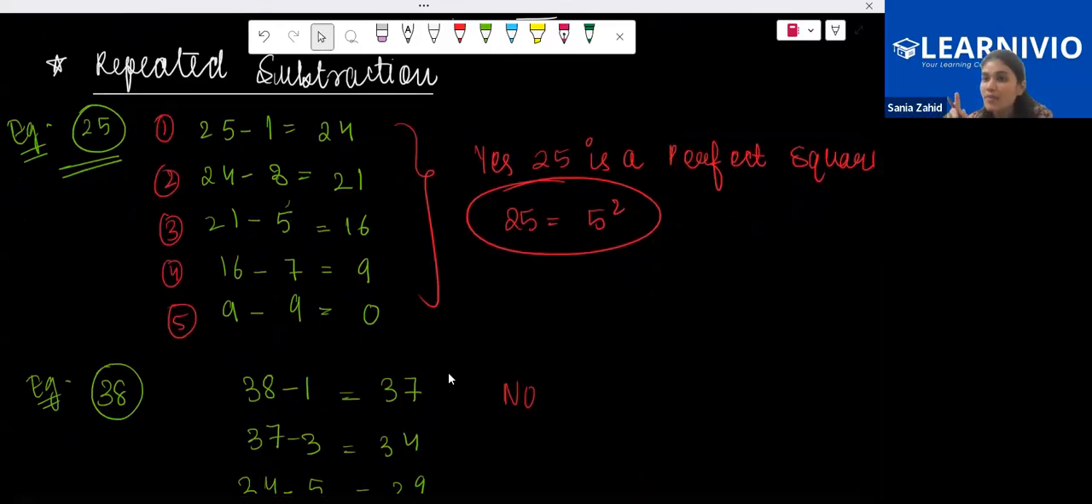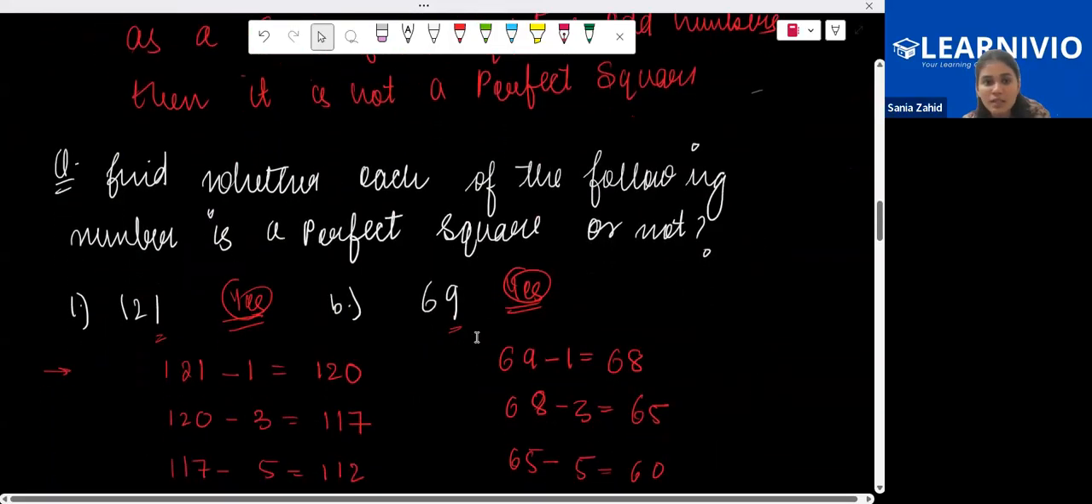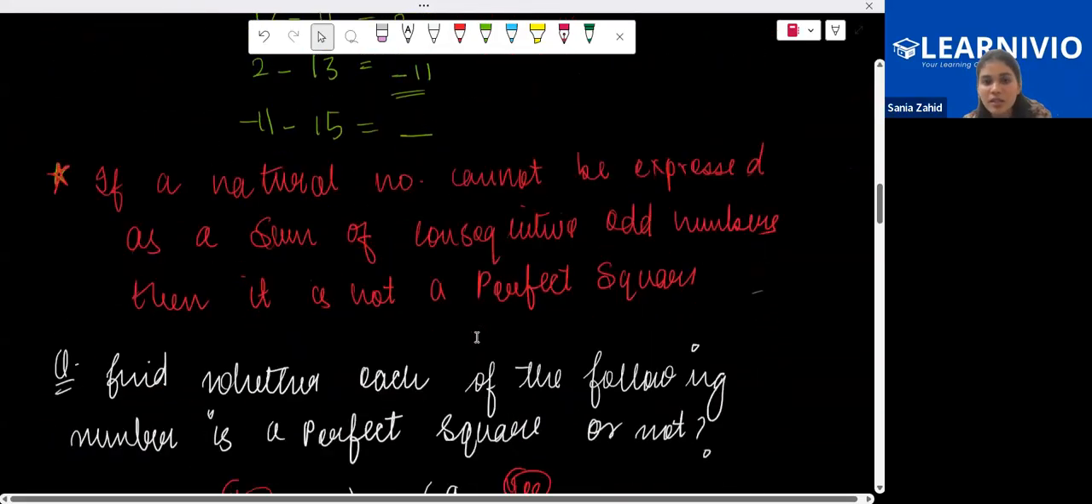And if your answer comes out to be 0, then the number in the question is a perfect square. If your answer is a negative number, then it's not. So will you remember this thing? Yes, ma'am. Then we practiced some questions based on it.